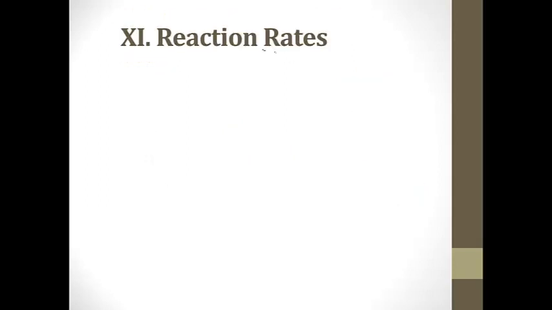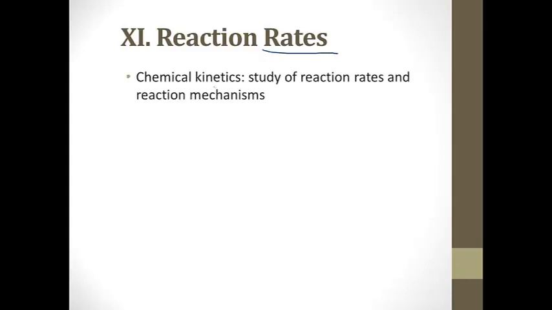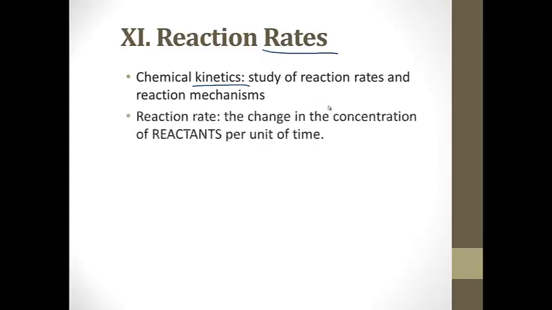Now reaction rates fall under an area called kinetics, chemical kinetics. Kinetics will study the reaction rates and reaction mechanisms. A rate is how fast something changes, and what are we looking at? To determine how fast a reaction goes, we look at the change in concentration of reactants, how fast those concentrations change per unit of time.